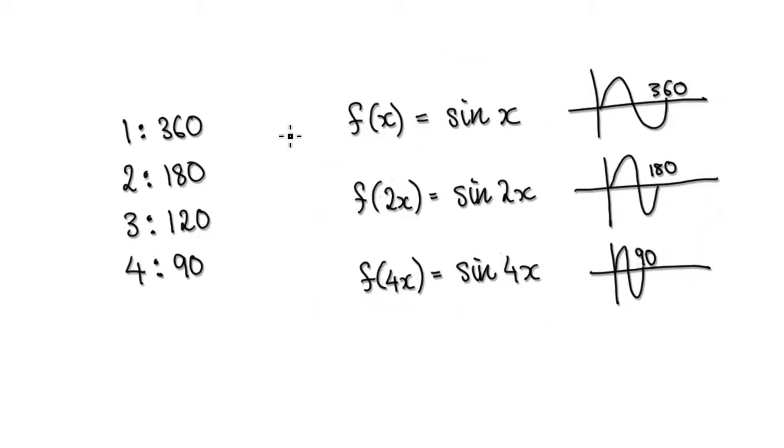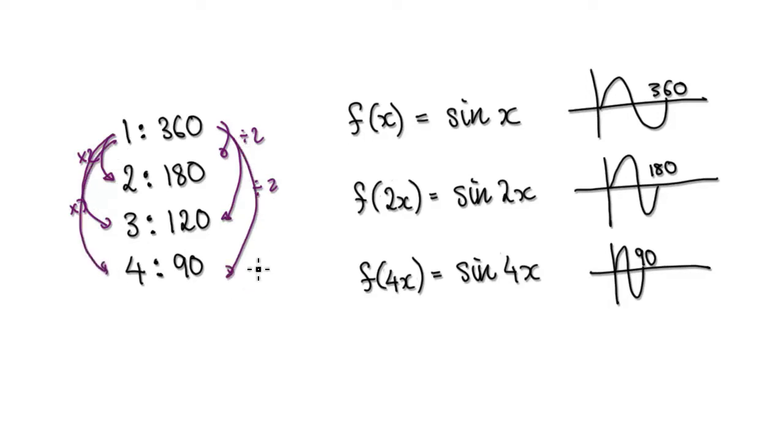So what you've got here is when the coefficient is 1, you would have a period of 360. When the coefficient is 2, it will have a period of 180. So the relationship is that when you times this by 2, then you divide this by 2. If you times this by 3, then you divide this by 3. And when you times this by 4, then you divide this by 4. It has that kind of a relationship.